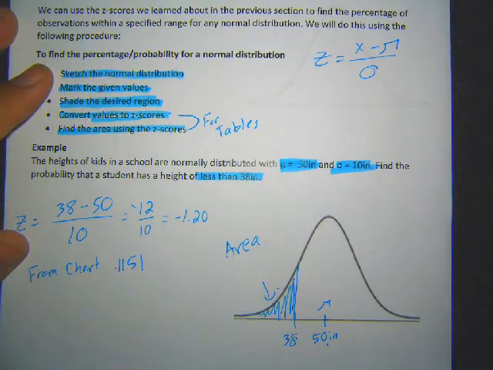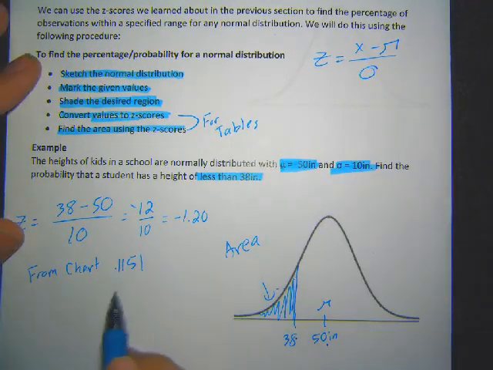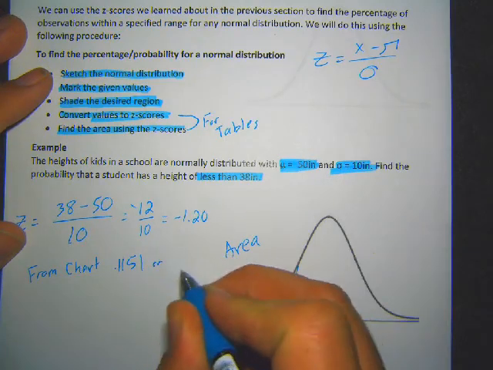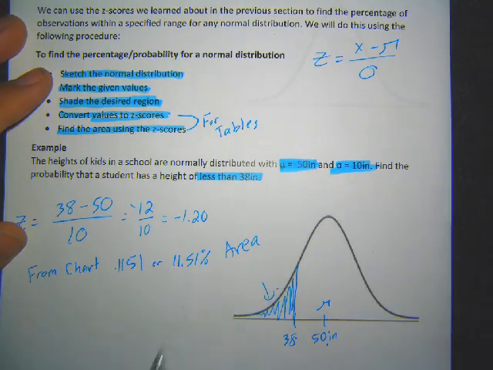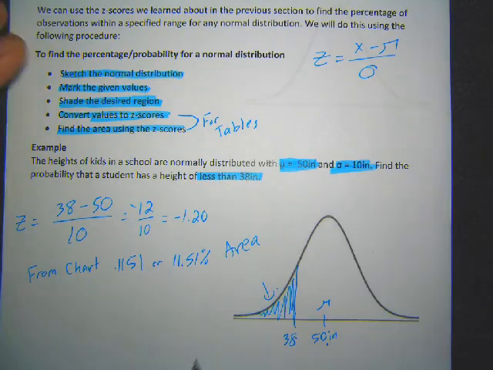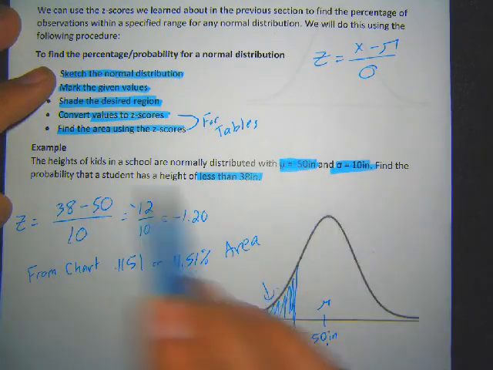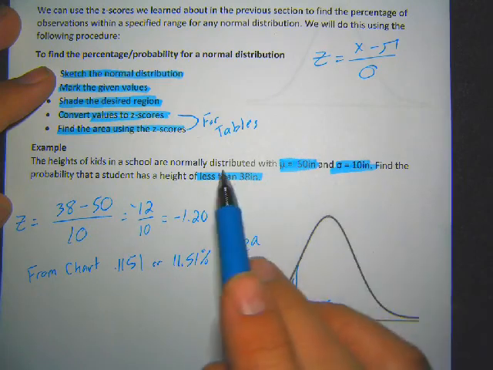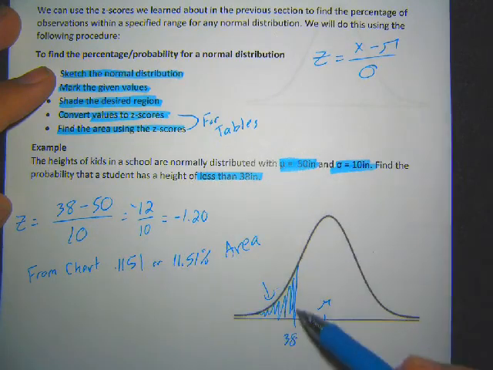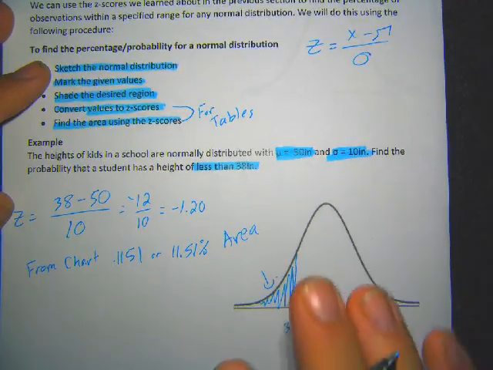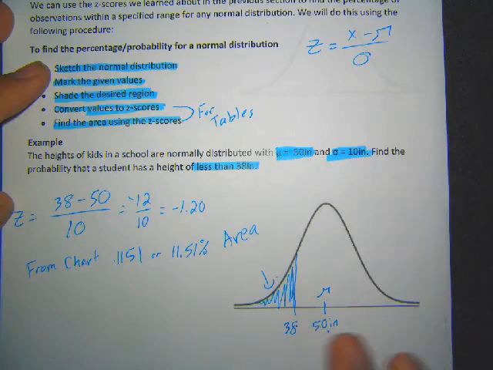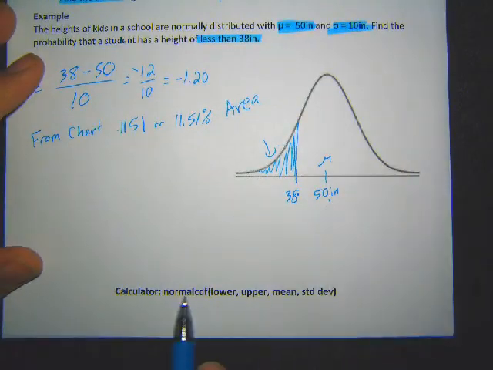So that would be our answer. Probability would be 0.1151 or 11.51%, right? If you wanted a percent version. So there's an 11% chance that someone in this school is going to have a height less than 38 inches. 11.5% of students are less than 38. The rest of the students are above that. Now, if you want to do this with a calculator, well, then we're going to use the normal CDF.